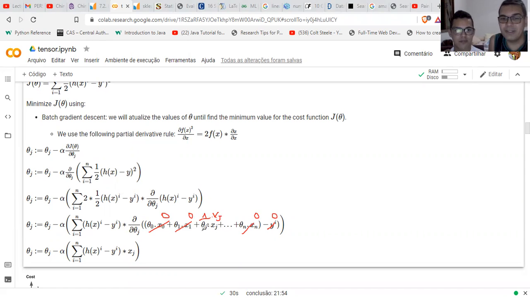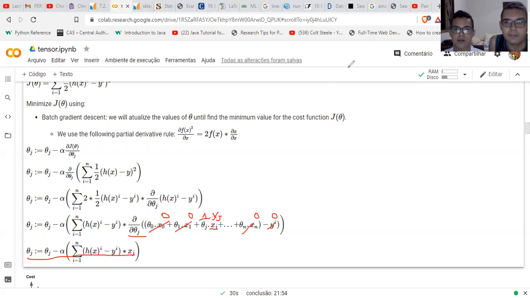You're deriving xj in relation to theta j. So xj is the constant and theta j is the variable, and the derivative of a linear function is just the constant. That is xj. That's why we have xj here. And so our cost function is going to be like that. Really easy to understand, and if you have taken calculus in university, you will remember it for sure.